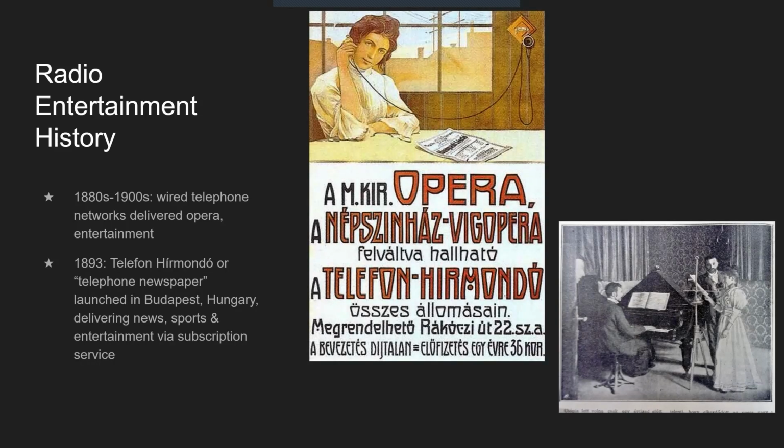Now, there was even a subscription service in 1893 called Telefon Hirmondo, or a telephone newspaper, and that was launched in Budapest, Hungary. And you would subscribe to this service and you would get news, sports, and entertainment. So sometimes they would have professional musicians or actors on there who would perform for people. And this would happen for 12 hours a day.